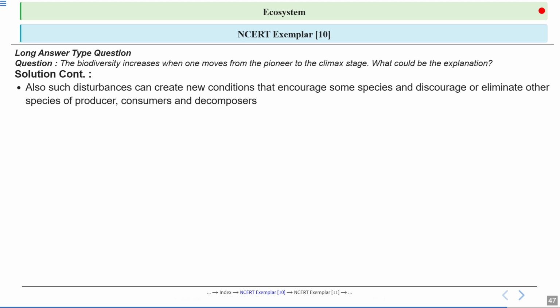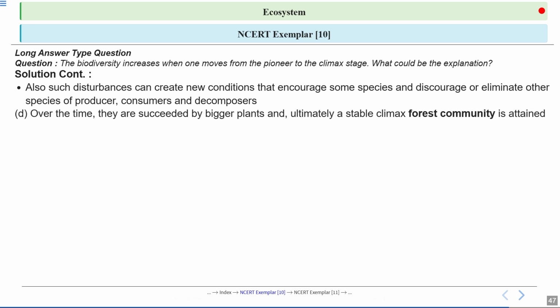Now, let's talk about how disturbances in an ecosystem can create new conditions. These changes can encourage some species to thrive while others may diminish. Such disturbances can create new conditions that encourage some species and discourage or eliminate other species of producers, consumers, and decomposers.